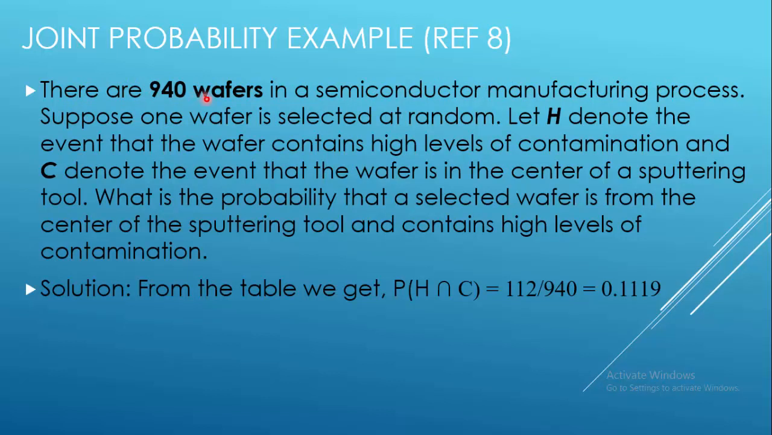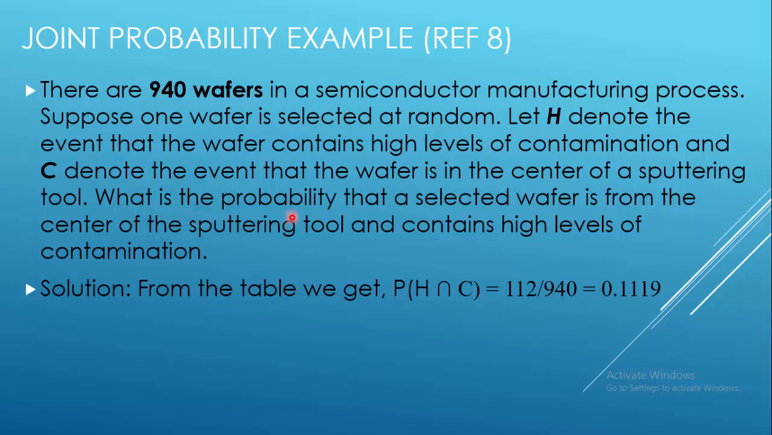There are 940 wafers in a semiconductor manufacturing process. This is an example of a joint probability example. Suppose one wafer is selected at random. Let H denote the event that the wafer contains high levels of contamination, and C denote the event that the wafer is in the center of a sputtering tool. A sputtering tool is a tool which deposits a metal on some substrate, and this is called a sputtering tool.